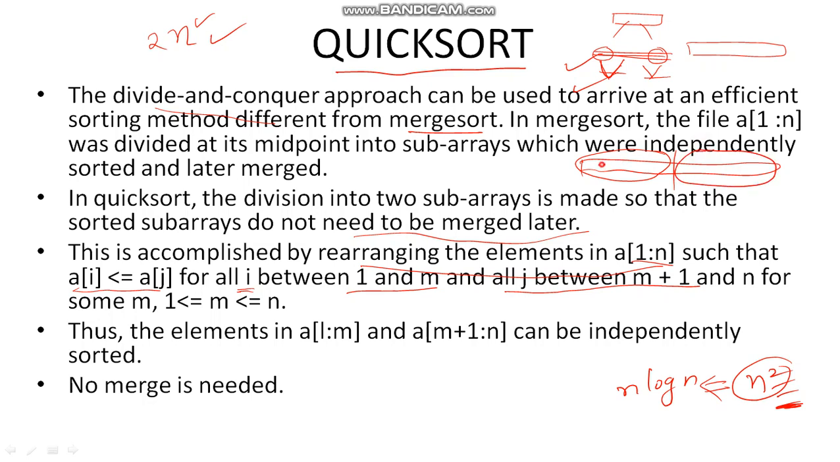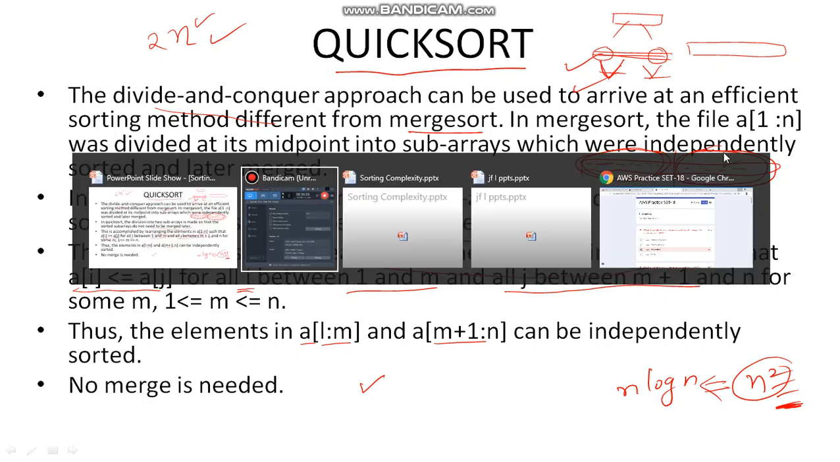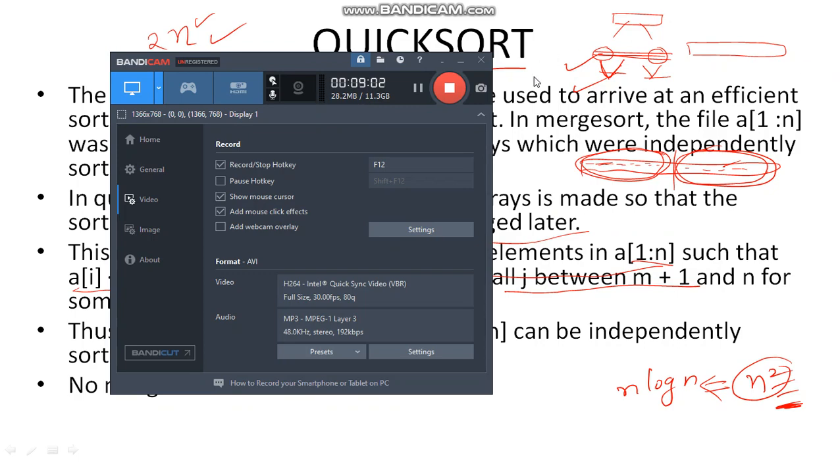Initially I don't know whether the elements in this subarray are sorted or not, or whether the second subarray is sorted or not. But I know that all the elements in this subarray are smaller than the elements in the second subarray. So I am going to make such an adjustment. In quick sort, no merging is required. The elements in the array from low to m and m plus 1 to n can be sorted independently, so you can sort this one independently and that one independently later on. So this is about the basics of quick sort.